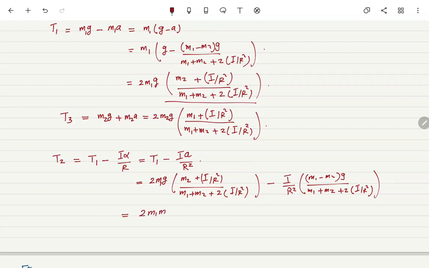You just simplify this final equation, you will find out that 2M1M2 plus (M1 plus M2) times I over R square, divided by (M1 plus M2 plus 2I over R square), all multiplied by G, and this is actually T2.